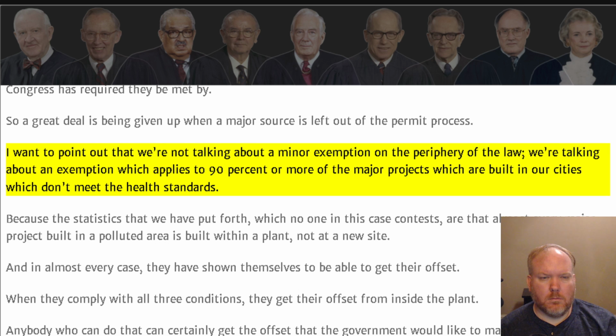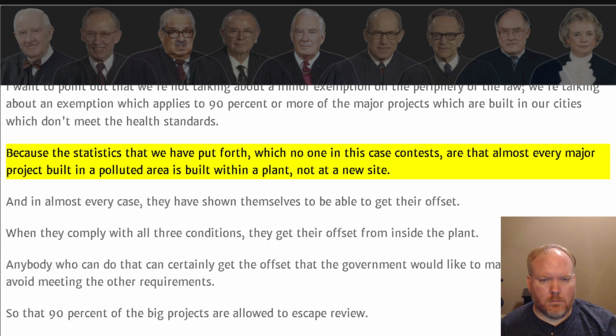I want to point out that we're not talking about a minor exemption on the periphery of the law. We're talking about an exemption which applies to 90% or more of the major projects which are built in our cities which don't meet the health standards, because the statistics that we have put forth, which no one in this case contests, are that almost every major project built in a polluted area is built within a plant, not at a new site.